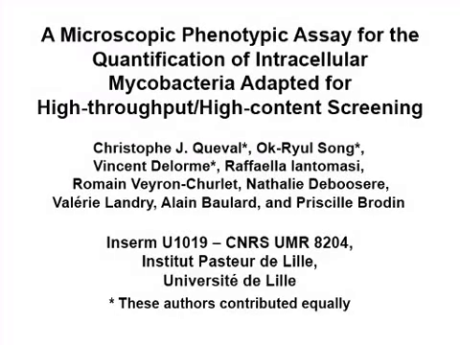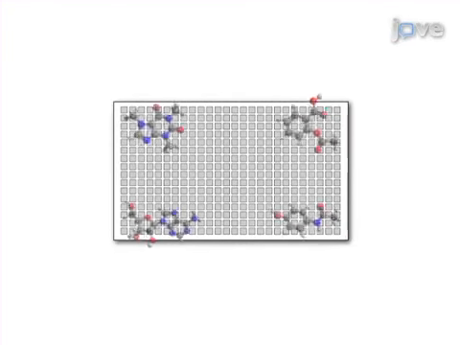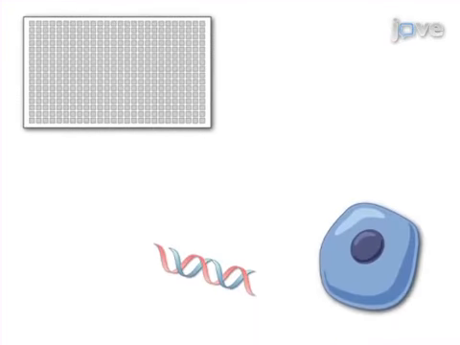The overall goal of this procedure is to measure the effect of phenotype modulators such as host gene silencing or the impact of small molecules on Mycobacterium tuberculosis intracellular replication. This is accomplished by first dispensing small molecules in 384 well plates or transfecting cells with siRNA and transfectant complex.